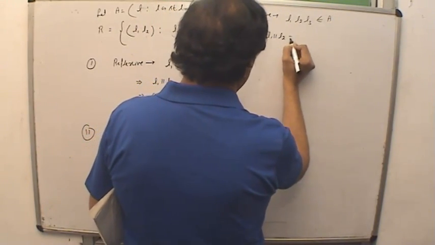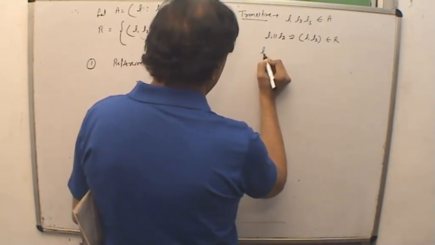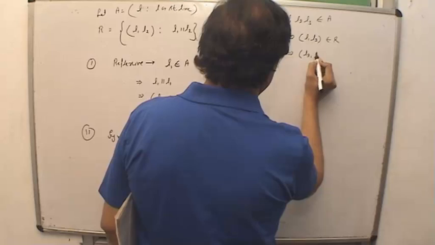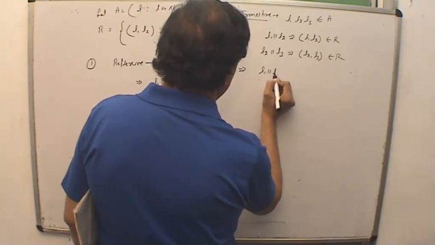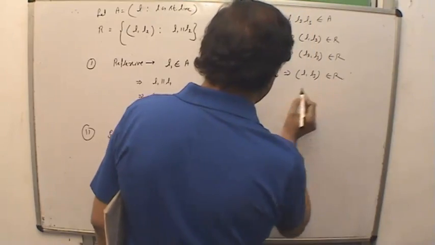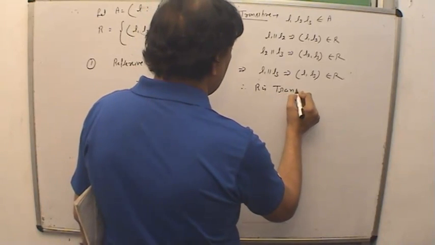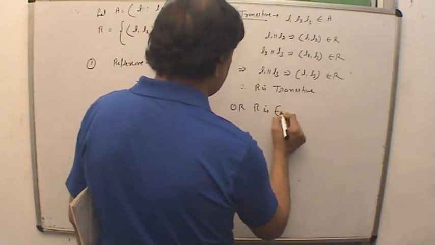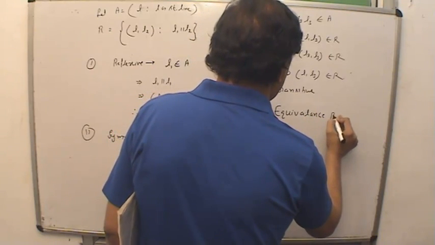L1 parallel to L2. This implies L1, L2 belongs to relation R. L2 parallel to L3. This implies L2, L3 belongs to R. This implies L1 is parallel to L3, that is L1, L3 belongs to R. Therefore, R is transitive, or we can say R is an equivalence relation.